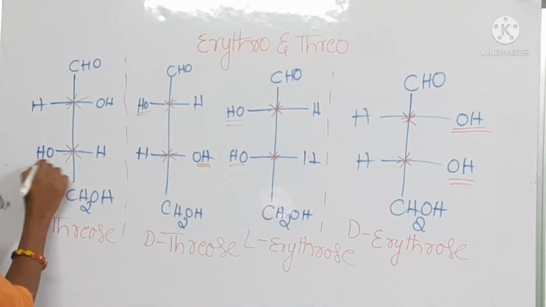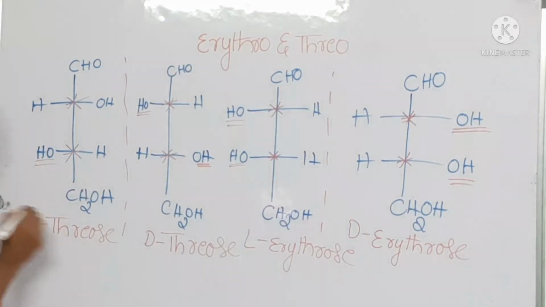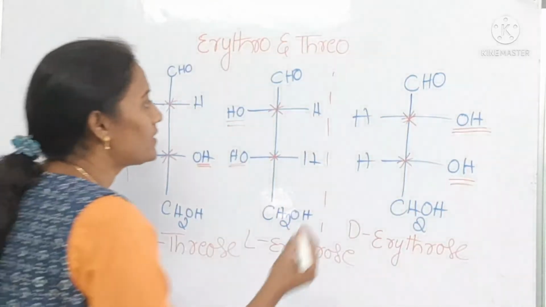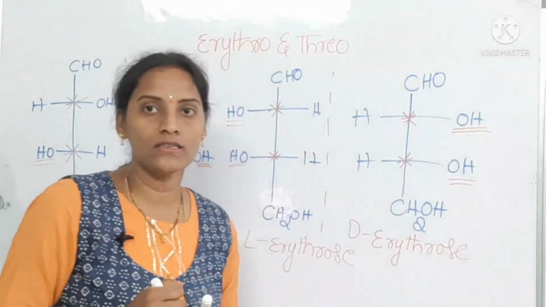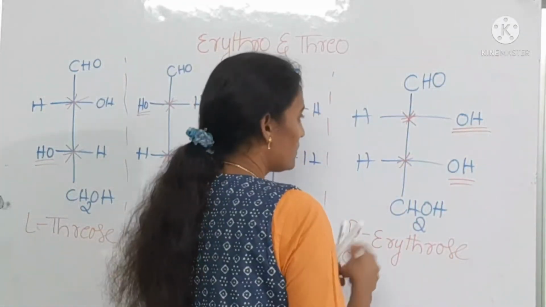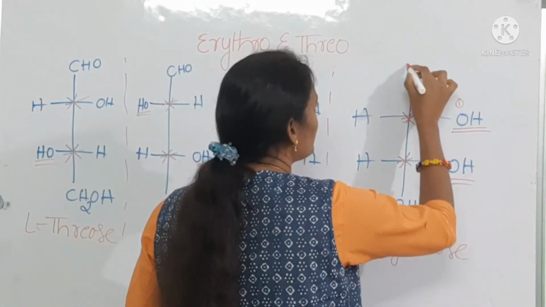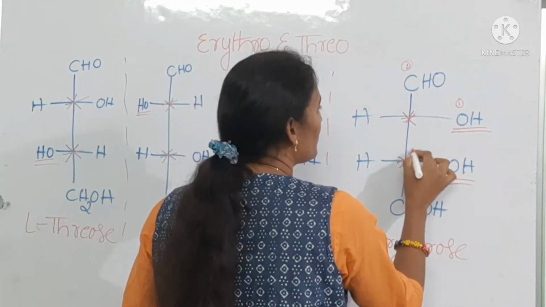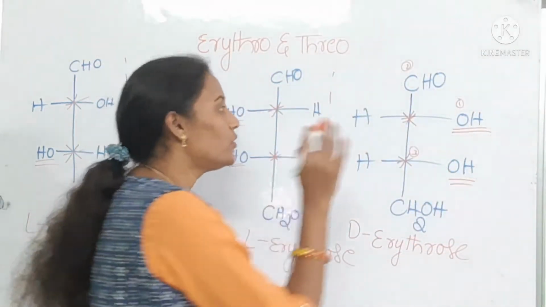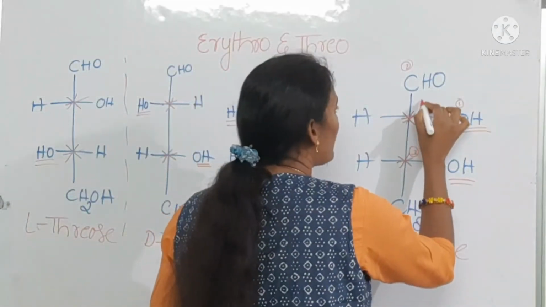Here OH is present on the left side, so it's L-threo. See here, students, you can assign R and S configuration for this one. This is 1, 2, 3, so it's an anti-clockwise direction. You can directly write R.